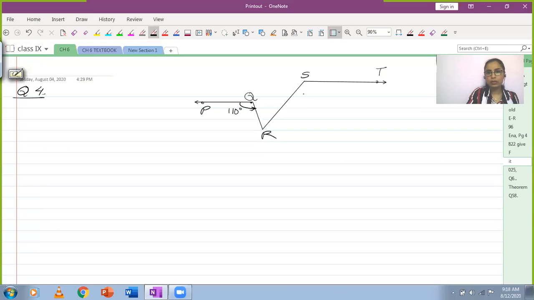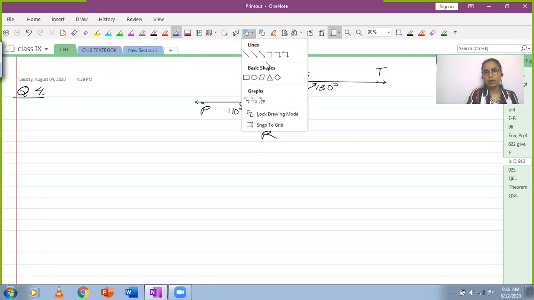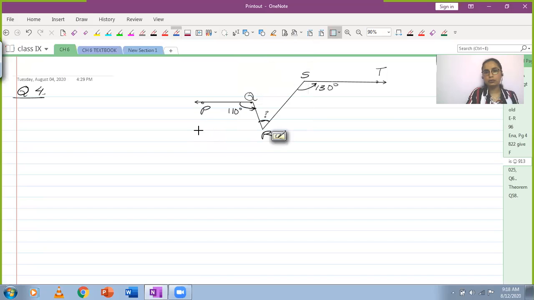This angle is given to be 110 degrees and this angle over here is given to be 130 degrees, and this is the angle that we need to find out. So what we're going to do is we are going to just draw a line through R and parallel to the ones we have.